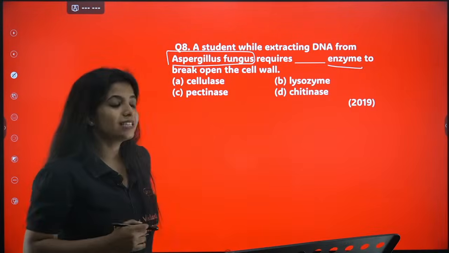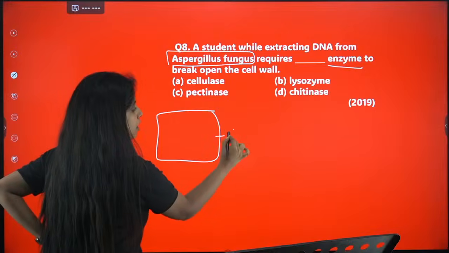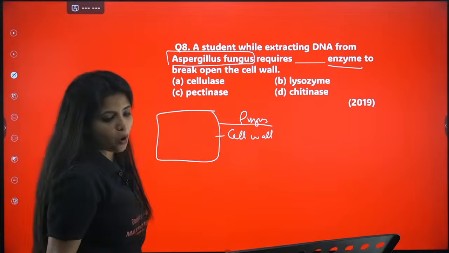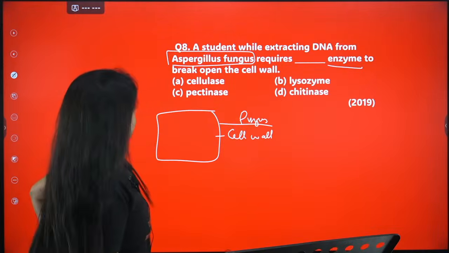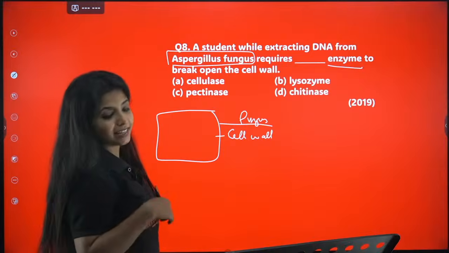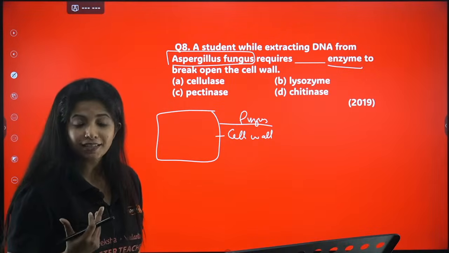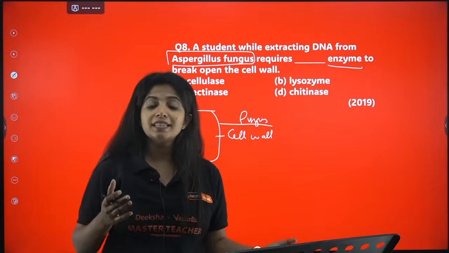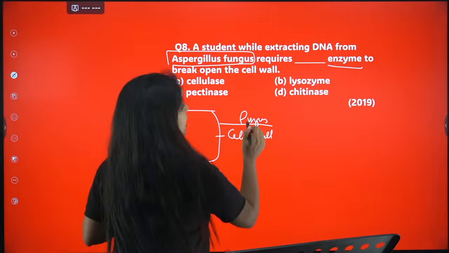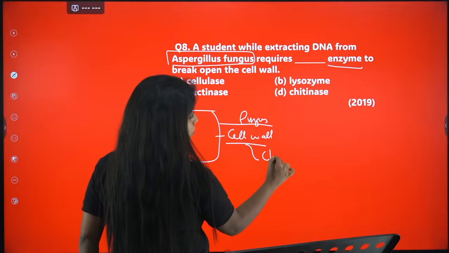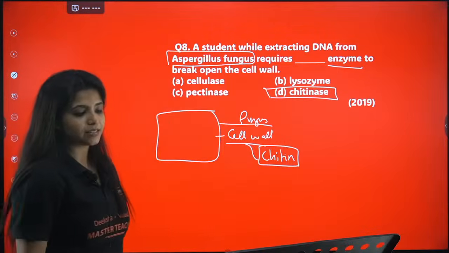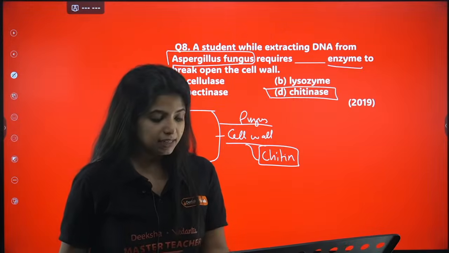So, what is the cell wall made up of in the case of a fungus? Cell wall of the fungus is made up of what? Any idea? In the case of plants, it is made up of cellulose, right? Which is why we need the enzyme cellulase to break it up. In the case of fungus, the cell wall is actually made up of something which is known as chitin, which is why we need the enzyme chitinase. Okay, which is why we need the enzyme chitinase.